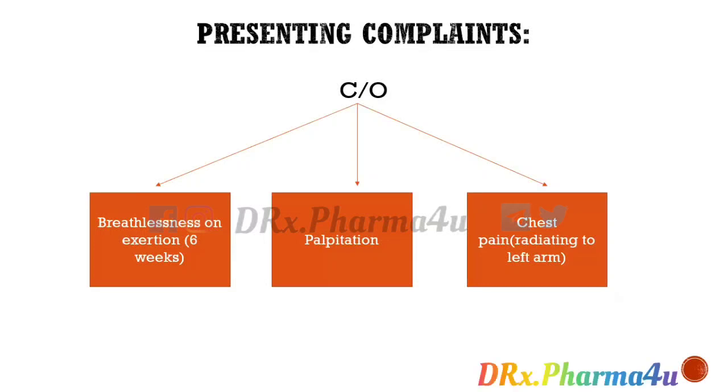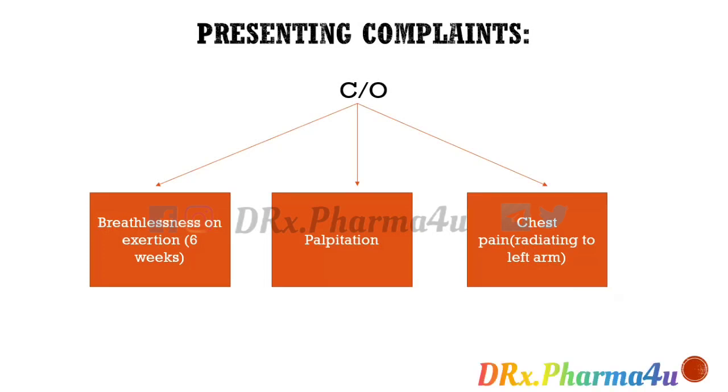The patient actually had 3 presenting complaints. The patient had breathlessness on exertion for the past 6 weeks. The patient had palpitation, that means increased heart rate. And the patient also had chest pain, which was radiating to the left arm. Now, this is very important.